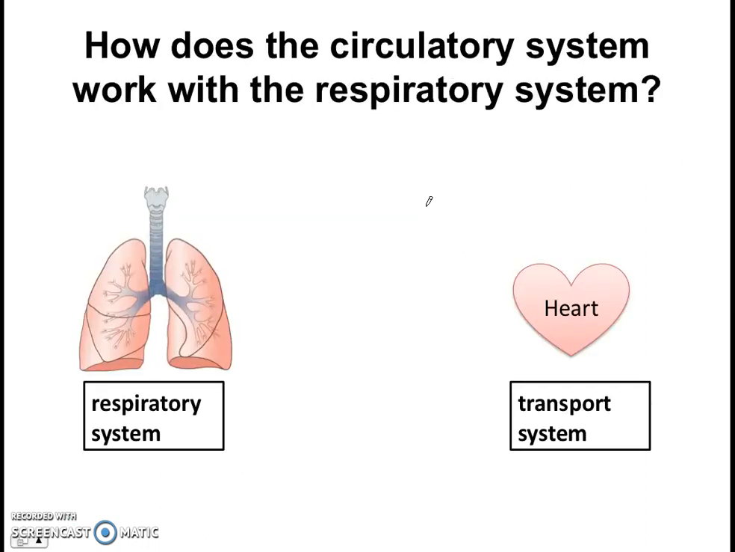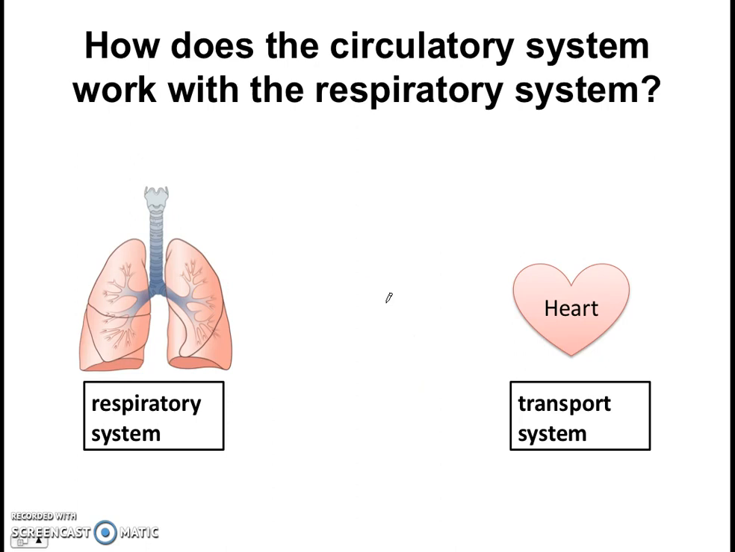So firstly, we've seen the respiratory system, right? It has the lungs and the windpipe and everything, and the transport system, which is the heart and blood vessels and blood. How do these 2 systems work together? What kind of work do they do together? How do they interact with one another?